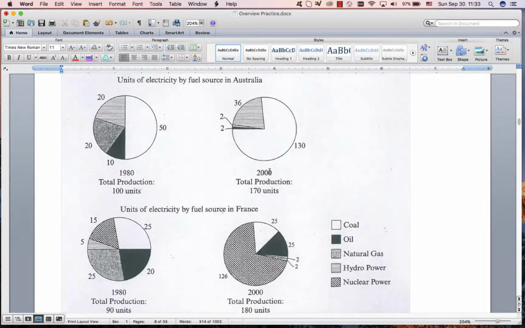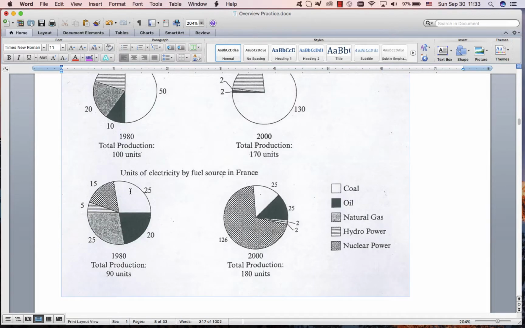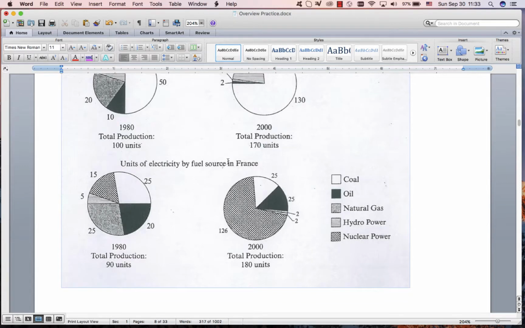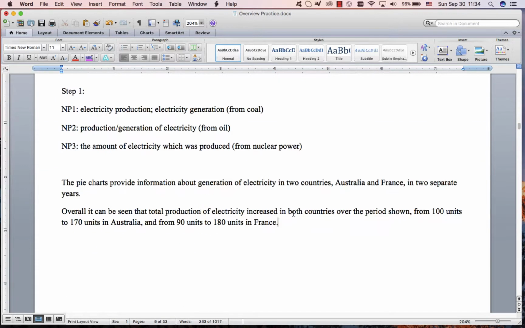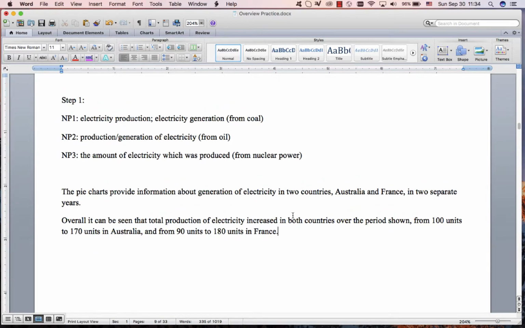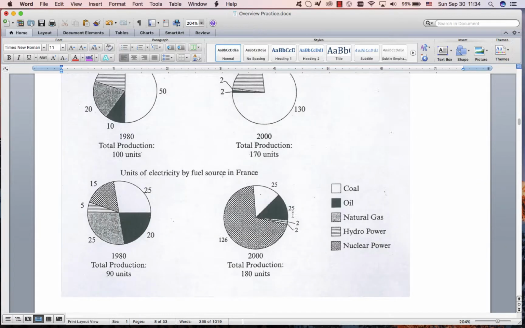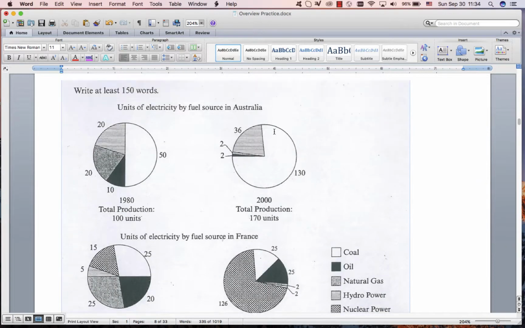Now, you should try and include these numbers. You can put them in the overview. Usually I tell students don't put numbers in the overview, but these are overall numbers. So you can put them in the overview, or you can put them later on at the ends of the body paragraphs. But I think I'll just put them in the overview. Great. Then step 4, we start with our body paragraph 1. So we're going to do 1 paragraph for Australia, 1 paragraph for France.